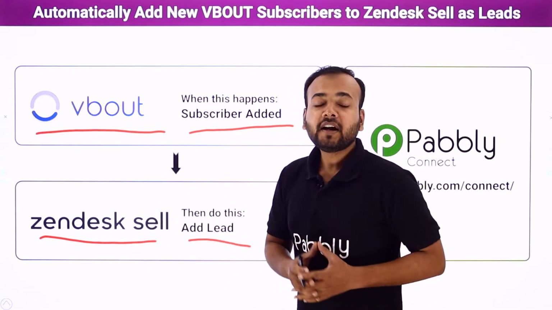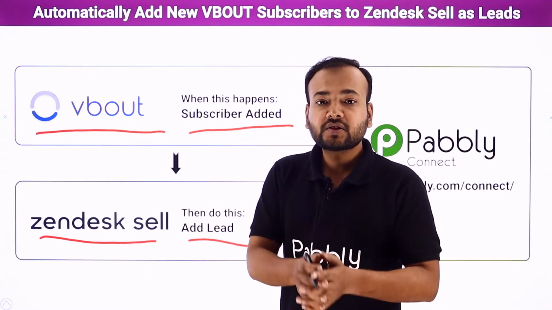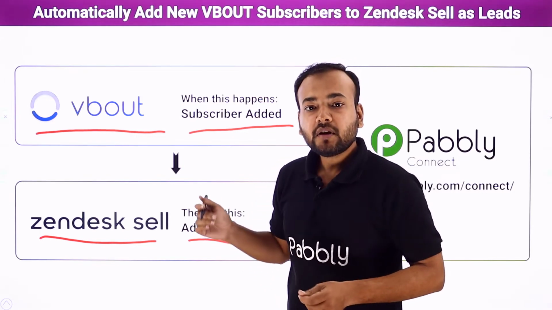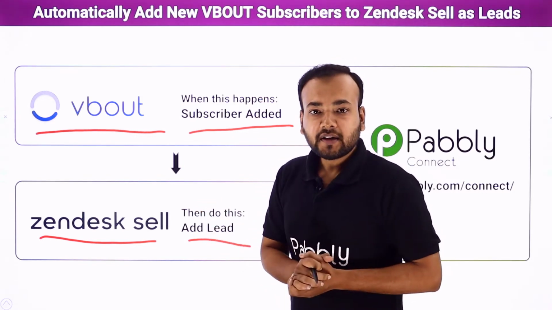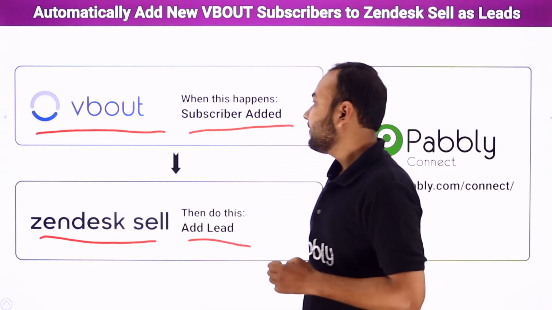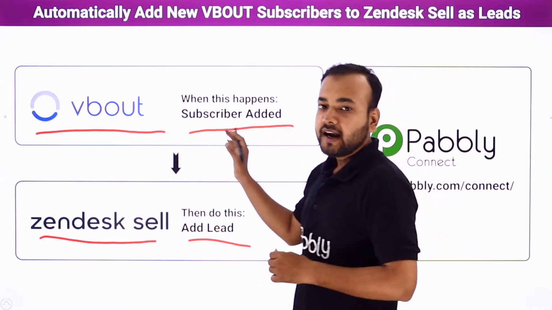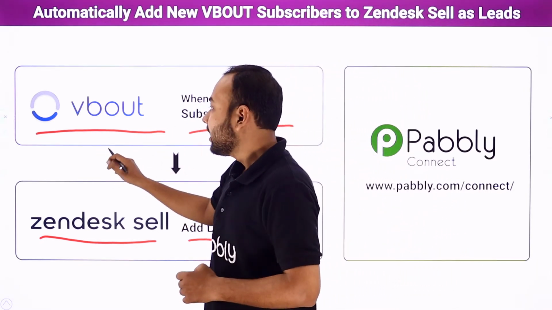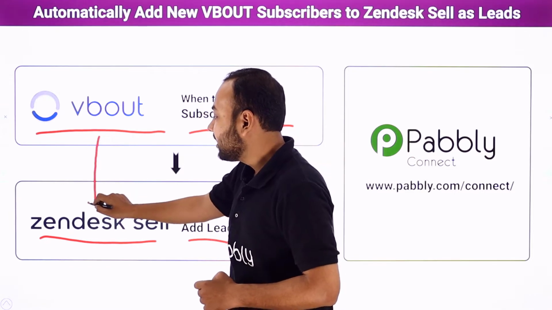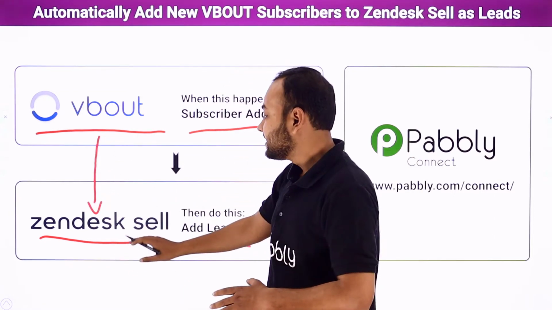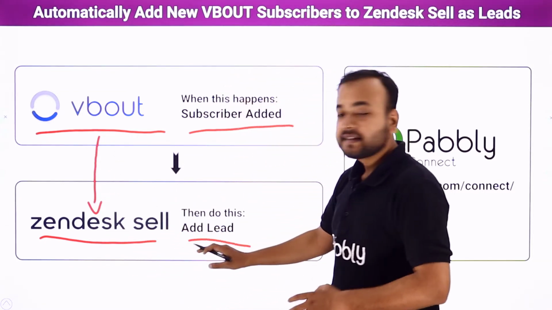But if you have hundreds of leads and existing customers also, this manual process can be very problematic for you. So we have a better way. What if I tell you that as and when you add a new subscriber here in VBOUT, the same subscriber will be delivered automatically in Zendesk Sell CRM as a new lead?